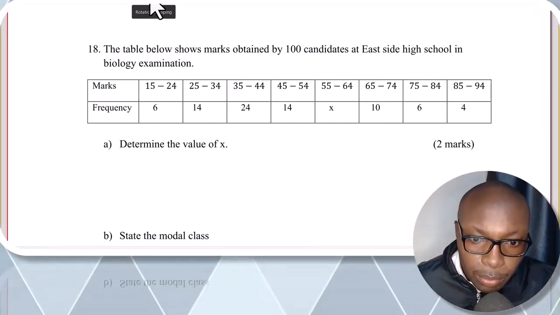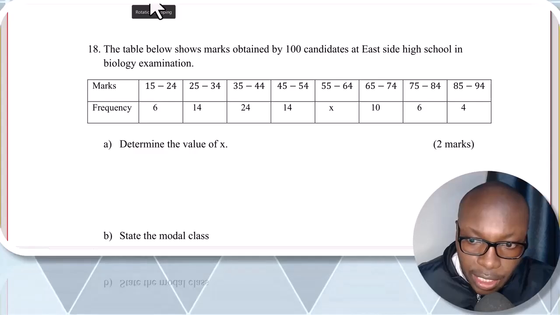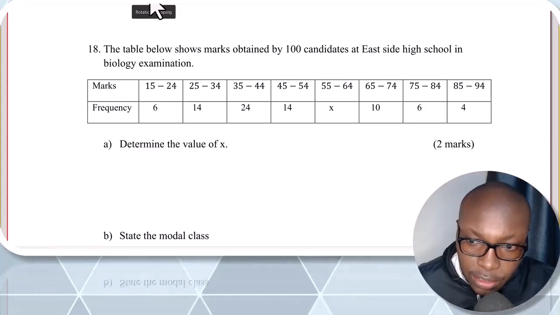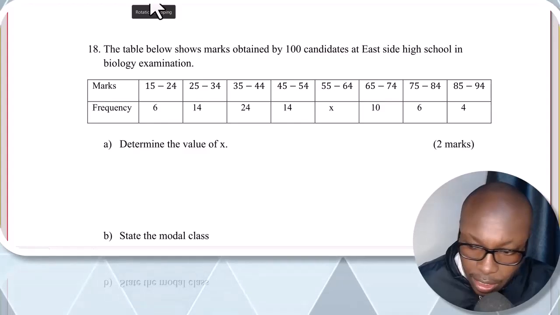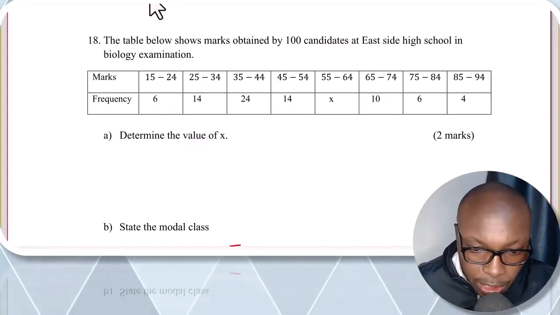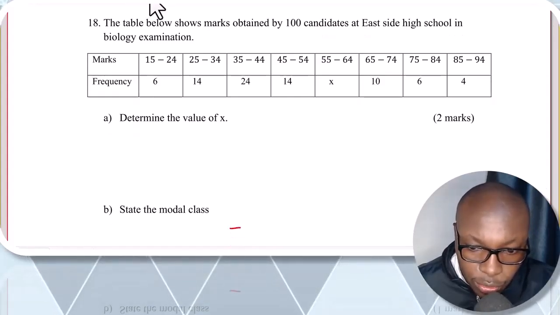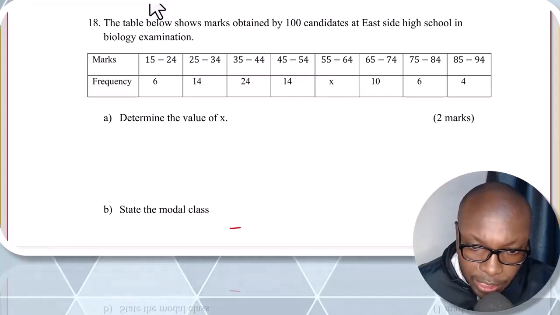Question 18. The table below shows marks obtained by 100 candidates at East Side High School in biology examination. So the marks are there and the frequency is given. Part A of the question, determine the value of x.